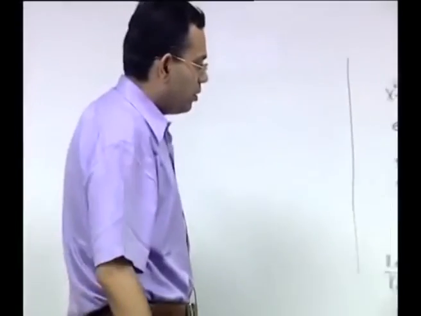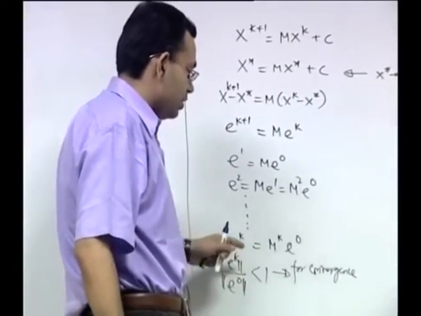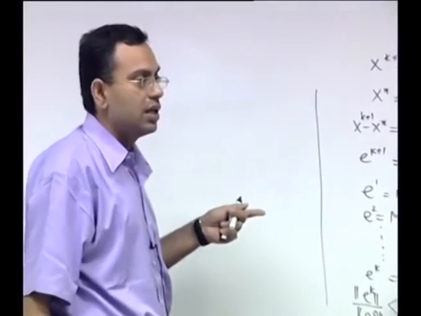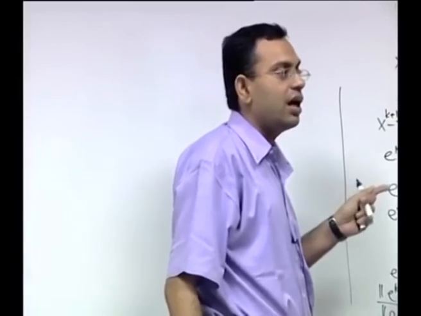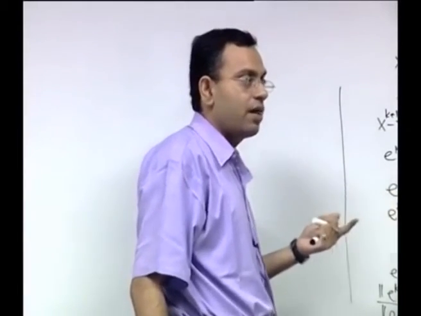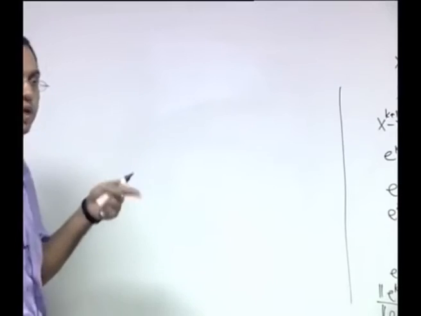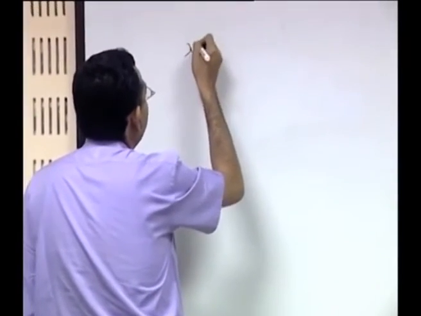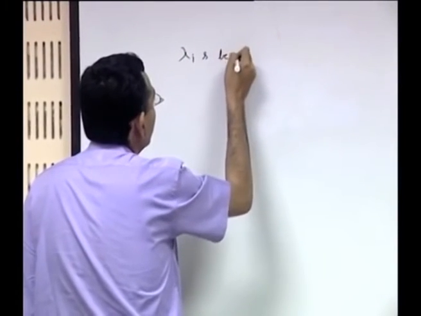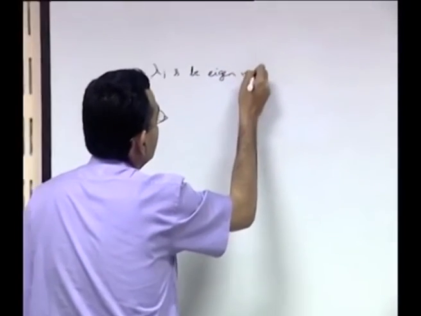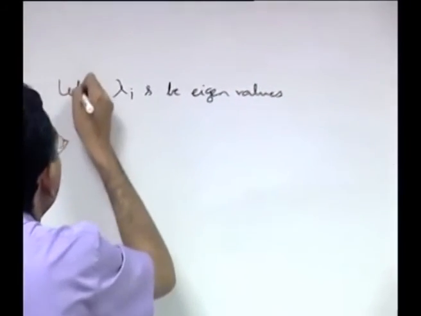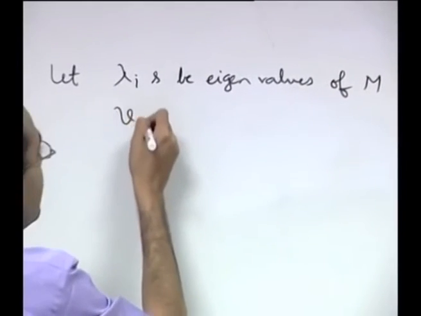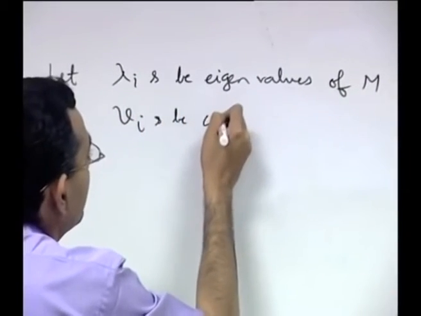Now, we know that power of a matrix may be equivalently expressed in terms of scalars by using the eigenvalues and eigenvectors, and that is what we will try to exploit here. So, we will consider that let lambda i's be eigenvalues of M and Vi's be the corresponding eigenvectors.